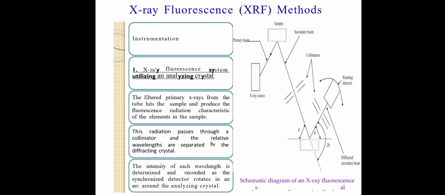X-ray fluorescence, XRF method, instruments. An X-ray fluorescence system utilizing analyzing crystals. The filtered primary X-ray from the tube hits the sample and produces fluorescent radiation characteristic of the elements in the sample. This radiation passes through a collimator and the relative wavelengths are separated by the diffracting crystal. The intensity of each wavelength is determined and recorded as the synchronized detector rotates in an arc around the analyzing crystal.